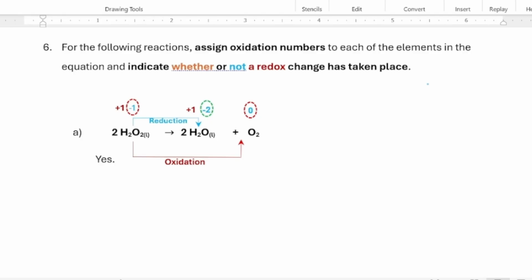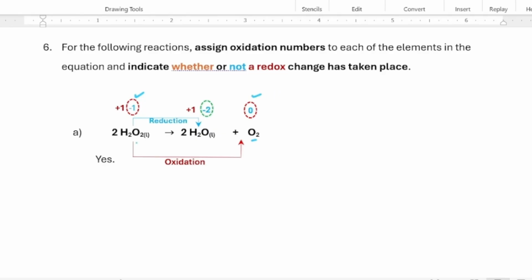To do that, you will have to find the oxidation numbers for the various species present and look to see if there is a change in the oxidation numbers for any of the species present. This is hydrogen peroxide being decomposed into water and oxygen. We know that in peroxides, oxygen is negative 1, but in its molecular form, it is 0. So right away you can see there's a change in oxidation number here.